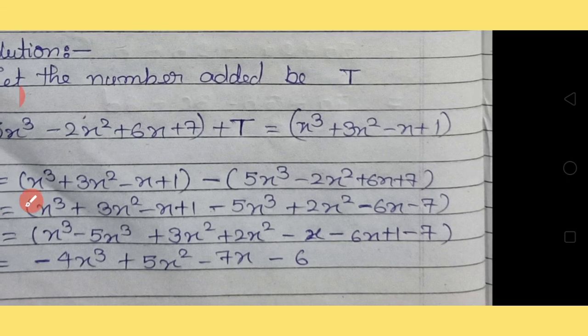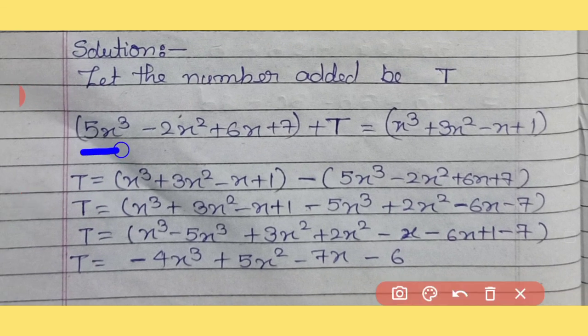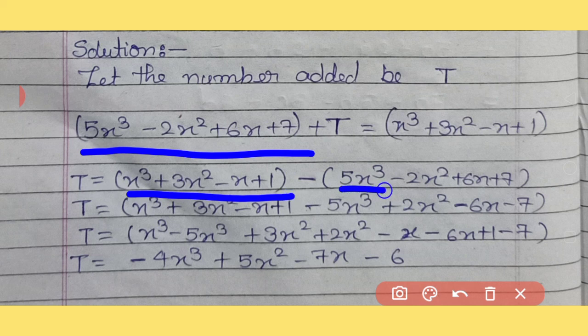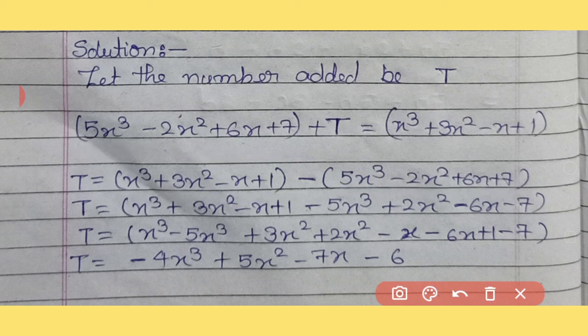The first term is adding with t. Whenever it transfers to the other side, it does the opposite work, meaning subtraction. So x cube plus 3x square minus x plus 1 will subtract 5x cube minus 2x square plus 6x plus 7. Now we have to open the bracket, and whenever the second bracket opens, the sign of each term of the second bracket will be changed.